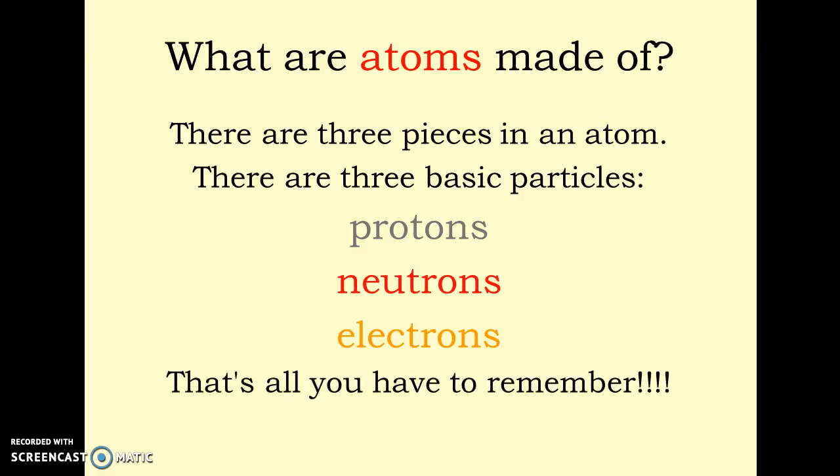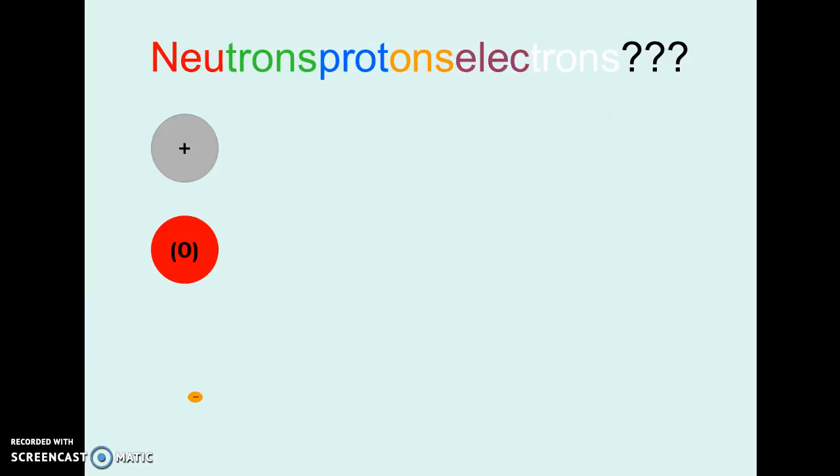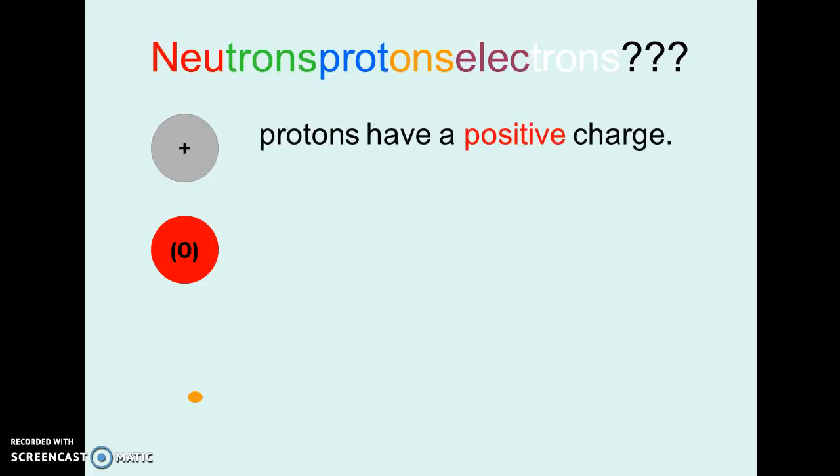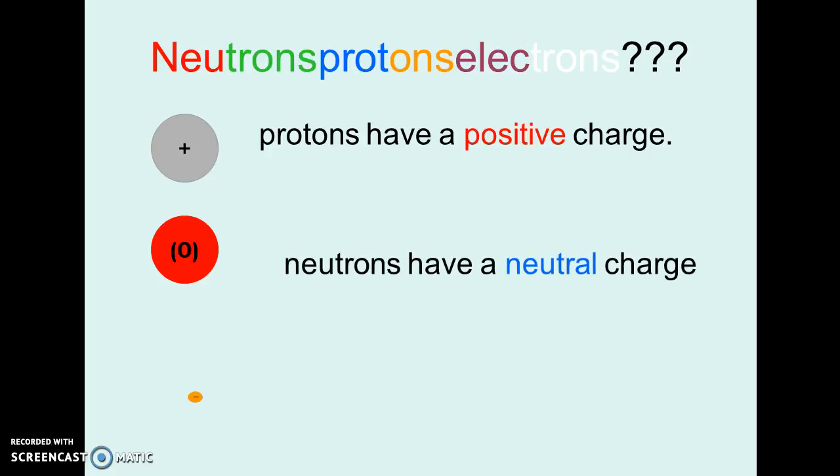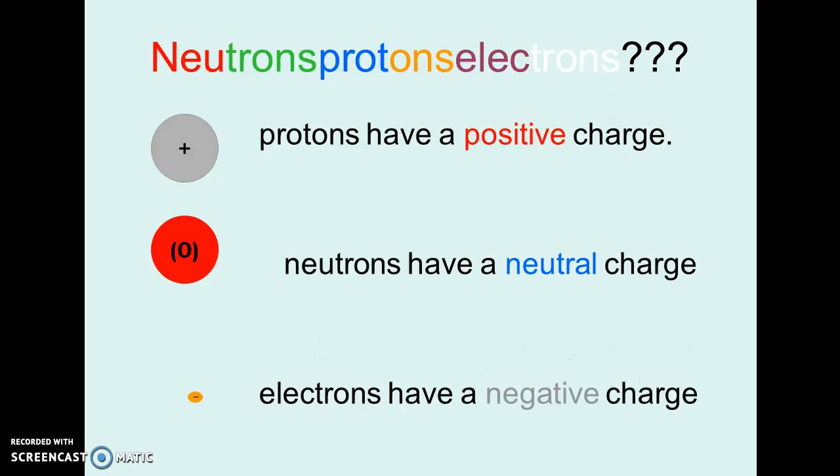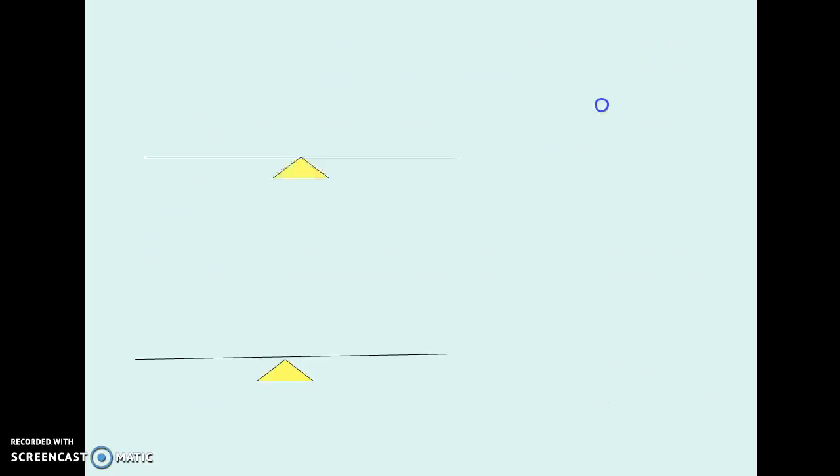There are 3 pieces in an atom. There are 3 basic particles: protons, neutrons, electrons. That's all you have to remember. Neutrons, protons, electrons. Protons have a positive charge. Neutrons have a neutral charge, that is, no charge. Electrons have a negative charge.